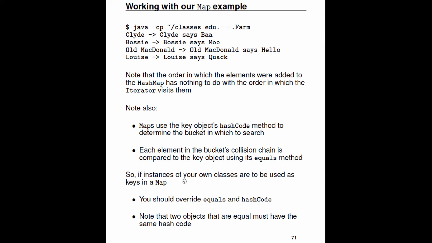Well, if you implement your own classes that you want to be used as keys in a map, it means that you should override equals and hashcode. And you should make sure that your equals and hashcode methods have the appropriate semantics so they can be effectively used as keys in a map. So for instance, any two objects that are equal must have the same hashcode.